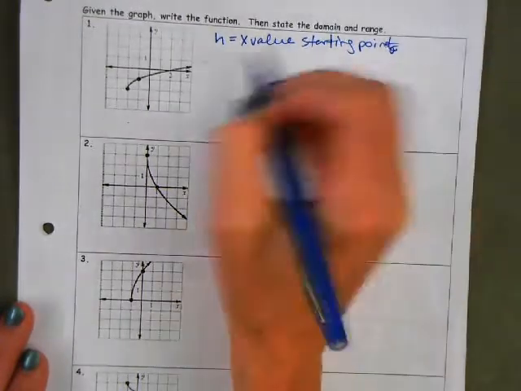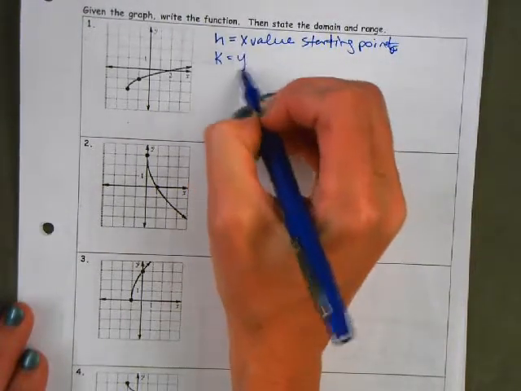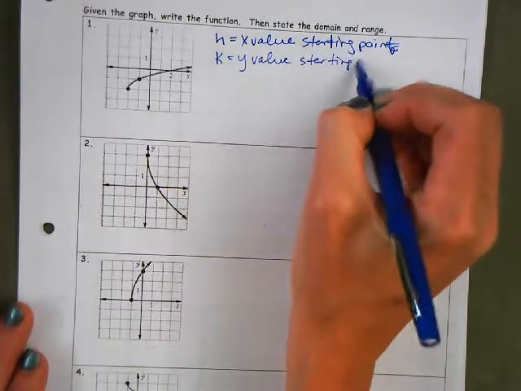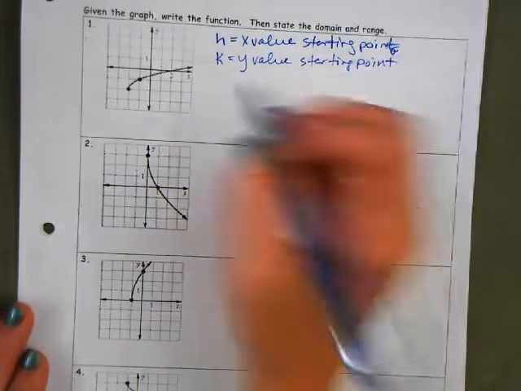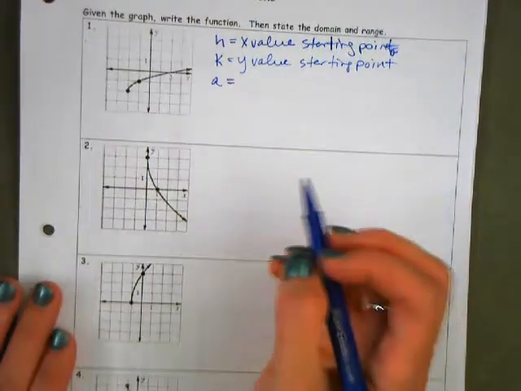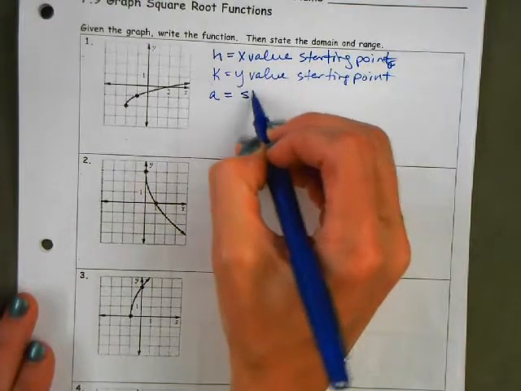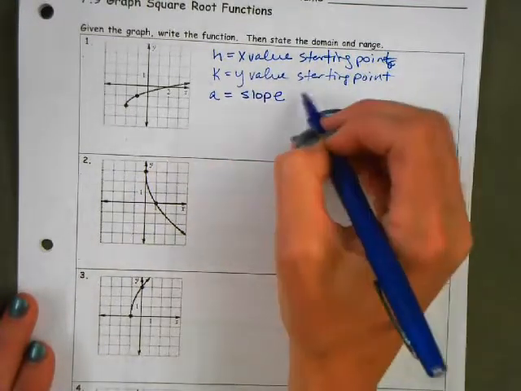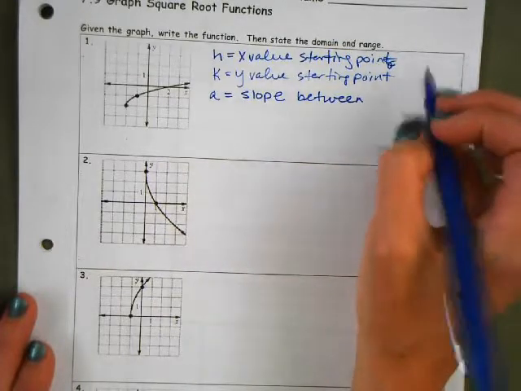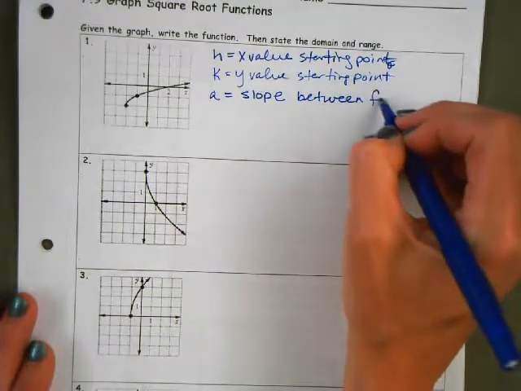Okay? Starting point. Your K value will be your Y value starting point. Now your A is the one that looks a little bit different. So what your A is going to be is your slope between your first 2 points.